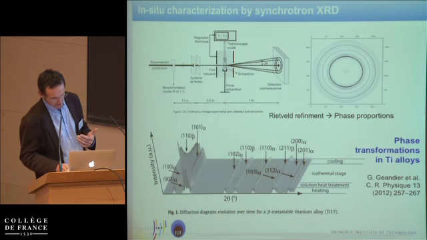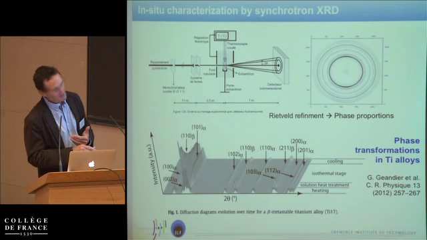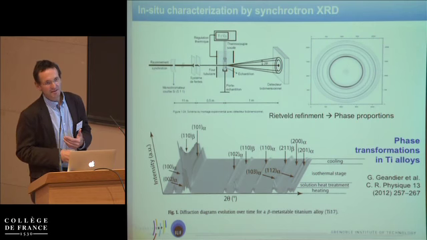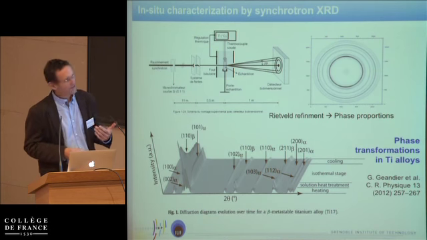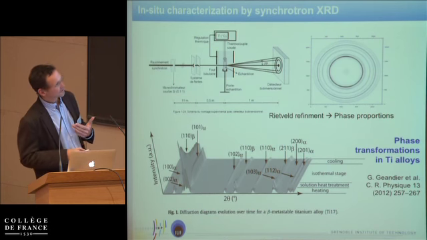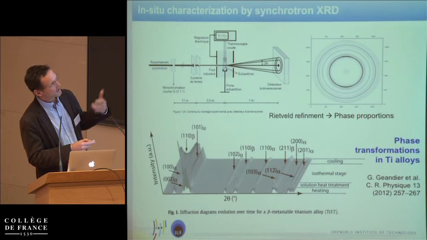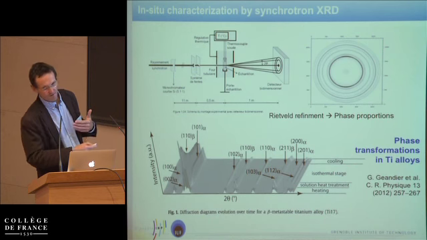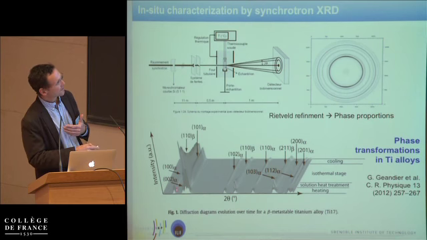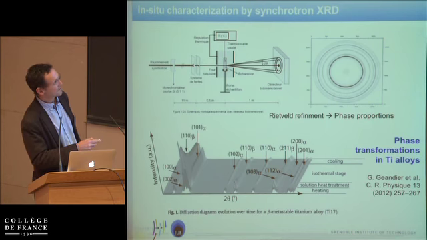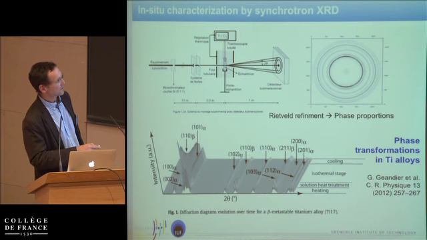So to my knowledge, XRD hasn't been used for this kind of purpose in diffusion couples or to look at this kind of effects. But definitely it's been used a lot in situ to look at phase transformations. So here, for instance, it's a case in titanium alloy. When you take an alloy, you look with high energy X-ray diffraction, and you can characterize the phase transformations here from alpha to beta phase as a function of temperature.